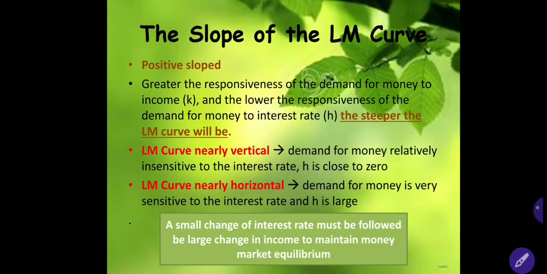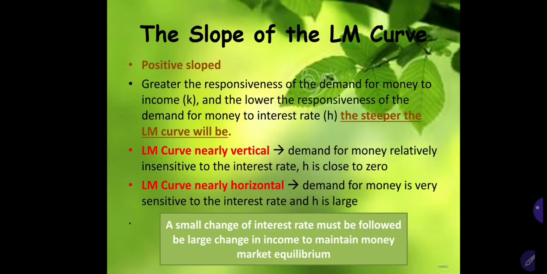And last, the slope of the LM curve. If the IS before has a negative slope, then the LM now has a positive one. The greater the responsiveness of the demand for money to income, or K, and the lower the H, the responsiveness of money demand to the interest rate, then the steeper the curve will be.